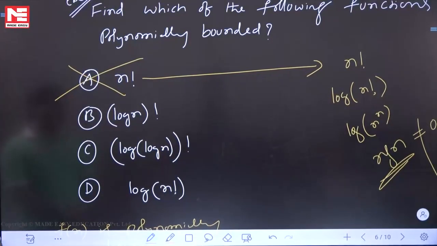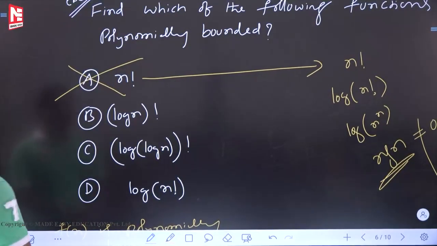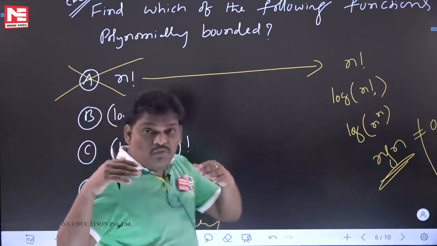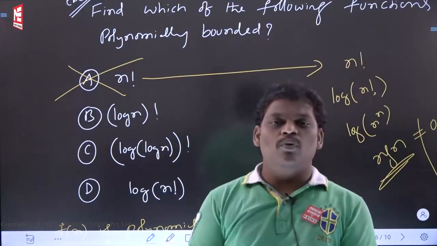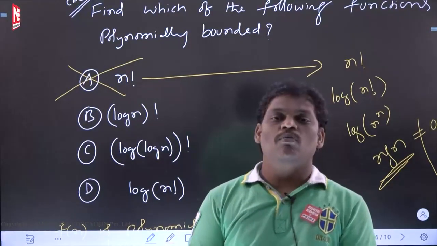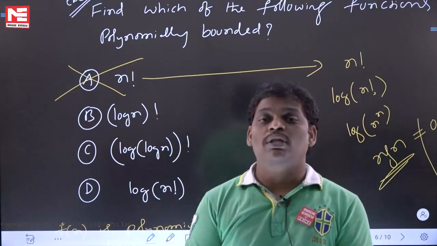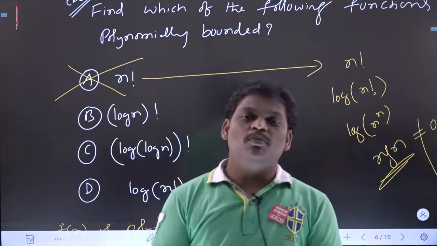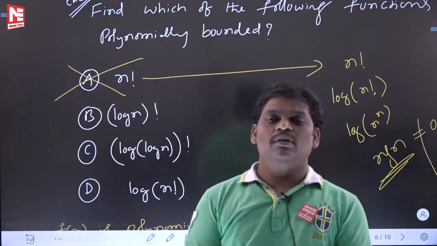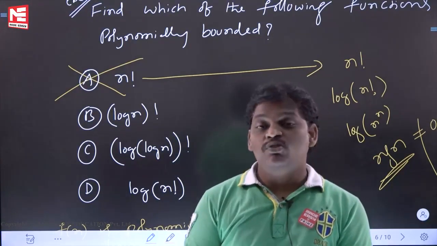Polynomially bounded f of n means log f(n) is big O of log n. Then I can say polynomially bounded. Another way of saying it: a function is said to be polynomially bounded if its value cannot go more than polynomial. I'm repeating once again: a function is polynomially bounded if its value is not going more than polynomial. This is one way of saying.